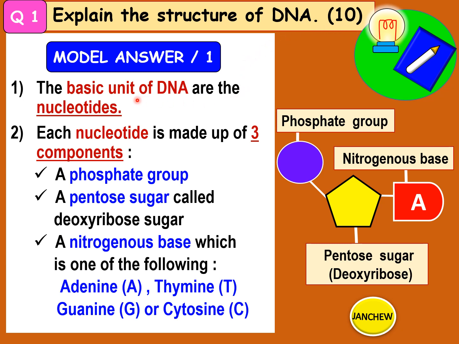Firstly, we must state that the basic unit of DNA are the nucleotides, as shown here. And each nucleotide is made up of 3 components: a phosphate group, a pentose sugar called deoxyribose sugar, because it's for DNA, and a nitrogenous base, which can be one of the following: adenine, thymine, guanine, or cytosine.